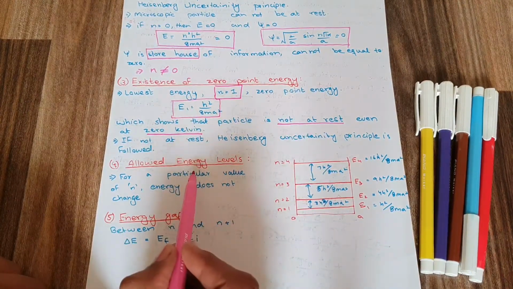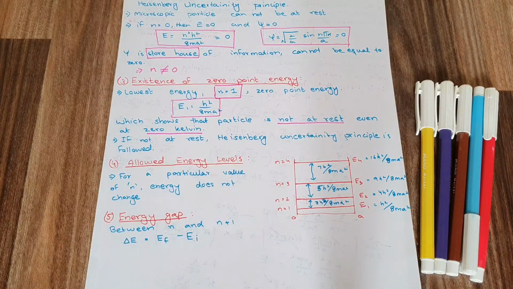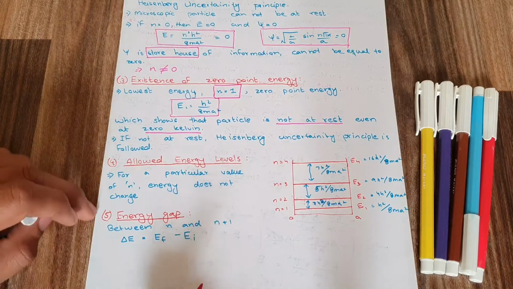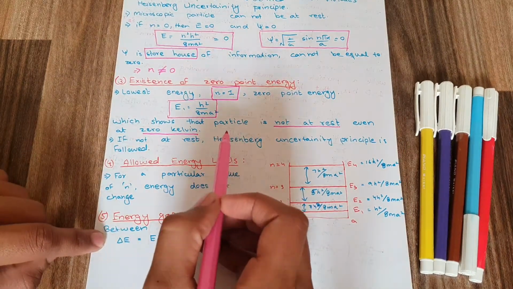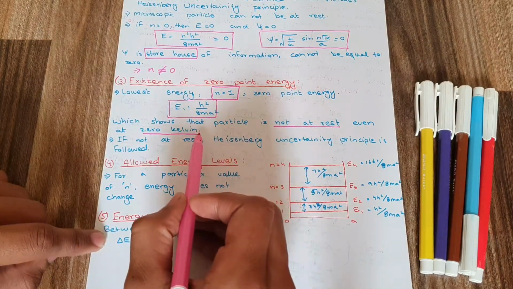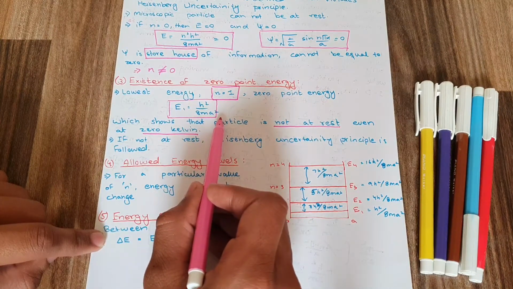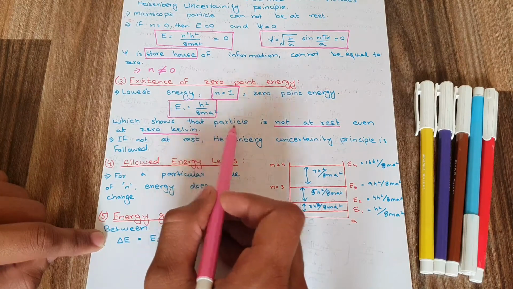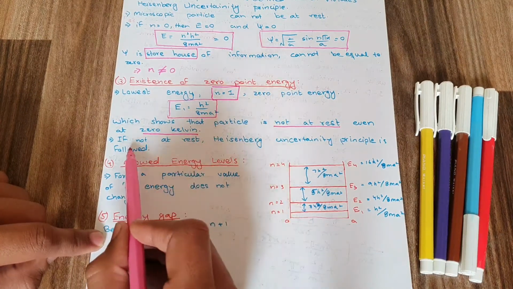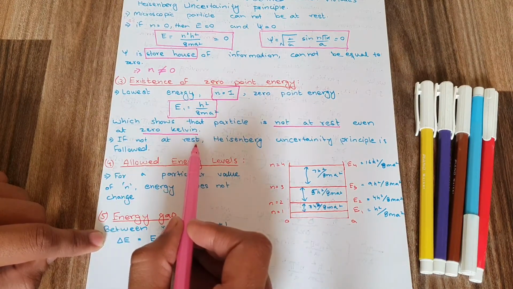0 Kelvin means absolute zero. If the particle is at absolute 0 Kelvin, then it will still have an energy equal to h square over 8 ma square. This means that the particle will still be moving, if it is not at rest.